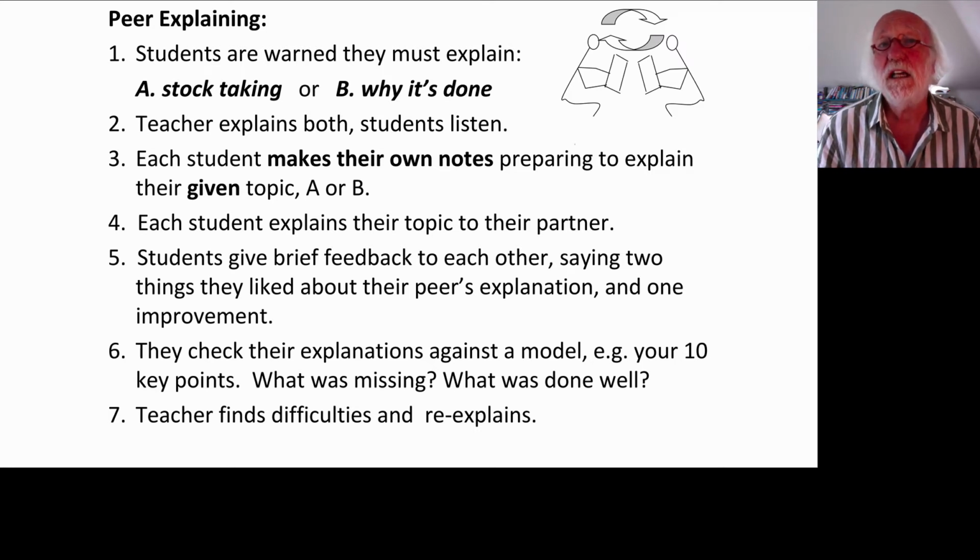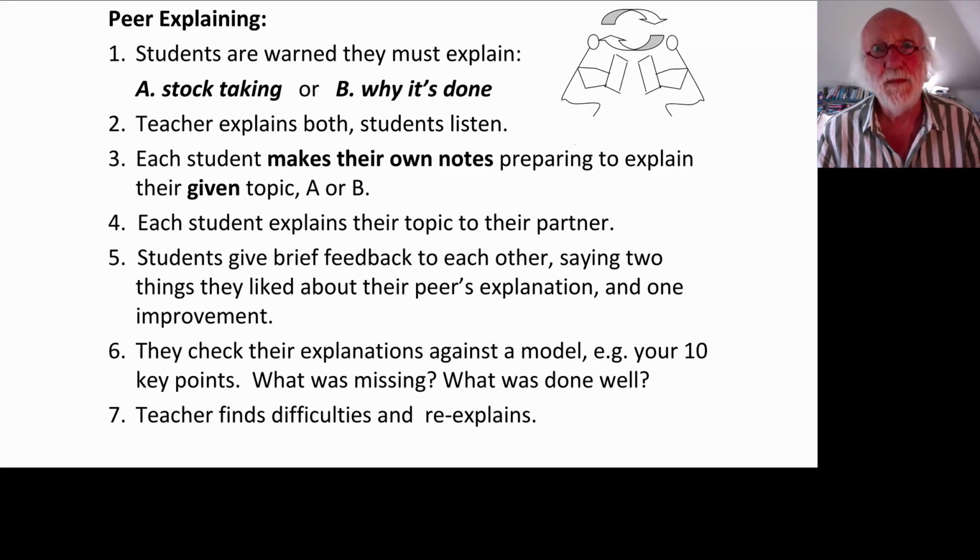Optionally, students can say one thing they liked about their peer's explanation and one thing that would have improved it. 6. Now you give a few key points for each of the peer explaining topics. You might show these on a board or on a screen. Students compare their notes and their peer explaining with your key points. What have they missed? What did they do well?